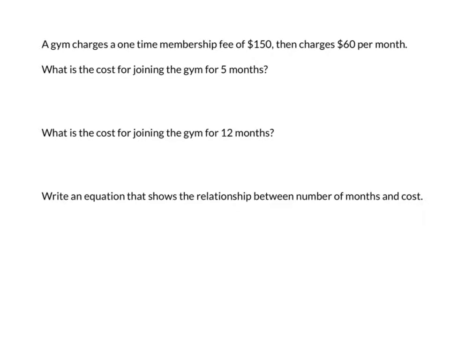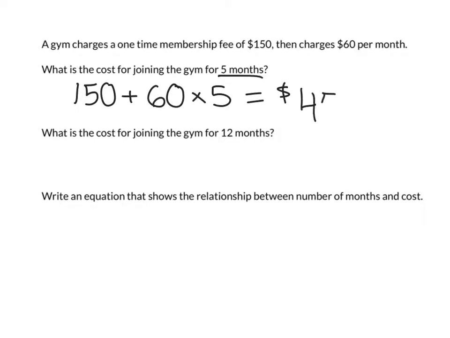Alright, let's take a look at this one. A gym charges a one-time membership fee of $150, then charges $60 per month. So no matter what, when I go to this gym, I'm going to have to pay $150 up front. Now it's $60 per month, and I'm going to join for 5 months. So I have to also pay $60 for 5 months. So I have 5 groups of 60 that I'd have to pay. And when I do that calculation, 60 times 5 is 300, plus the 150, I would be paying $450.